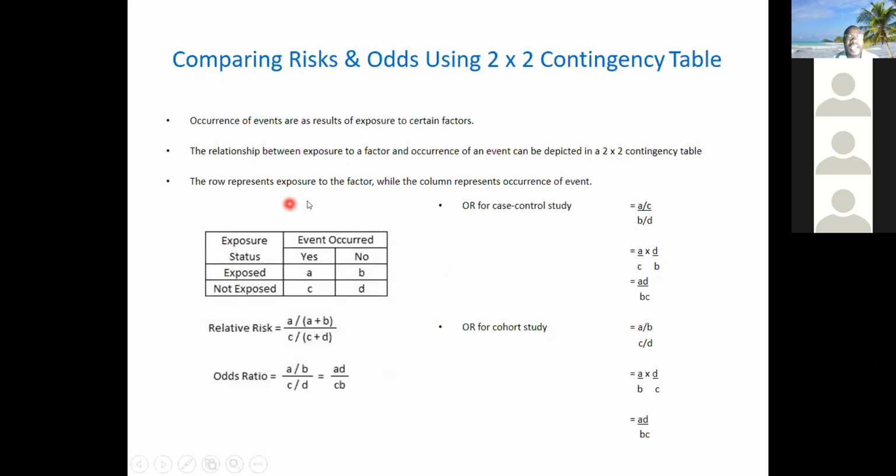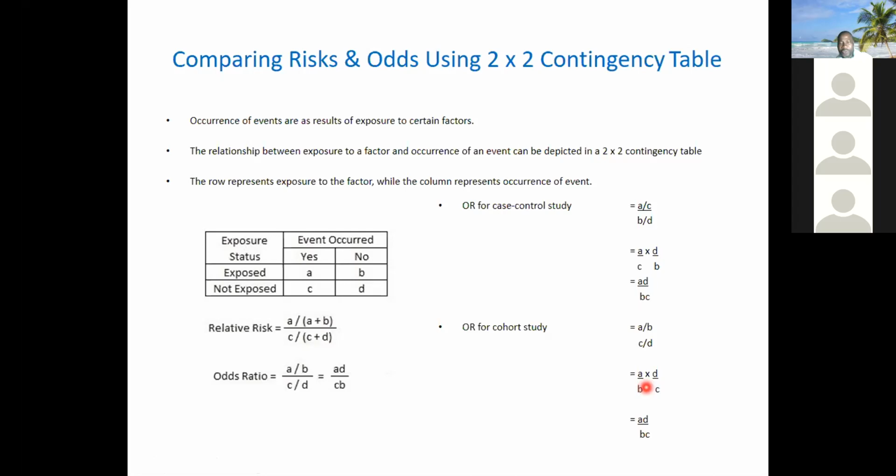The row represents exposure to the factor, while the column represents the occurrence of the event. Look at it: exposed, not exposed. You dichotomize people into those that are exposed and those that are not exposed, and those that now have the disease and those that don't have the disease. So it becomes a 2x2 table: A, B, C, D.